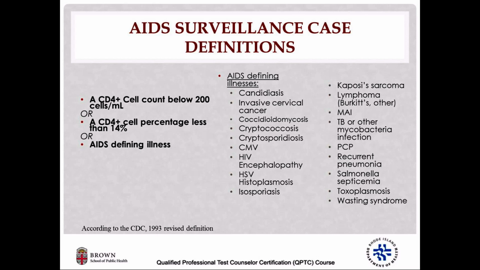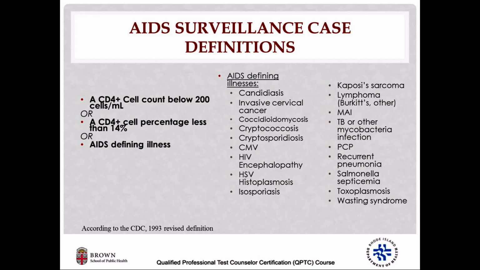When does someone have AIDS? As I mentioned, a normal CD4 cell count, which is a measure of the immune system, is between 600 and up to 1,000. When that becomes less than 200, that's really when you're at risk of getting opportunistic infections. So that's really the number to remember: when your CD4 count is less than 200.